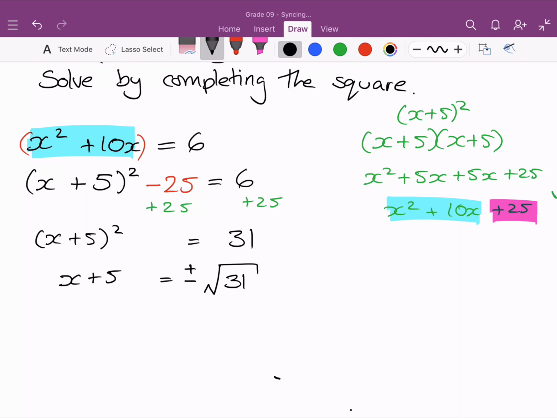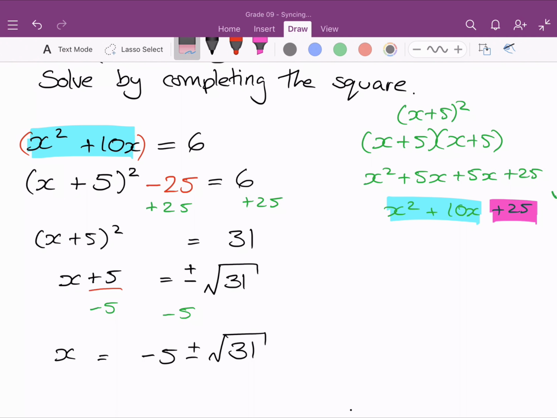And then lastly, all we've got to do is deal with this plus 5. How do I get rid of a plus 5? I subtract 5 from both sides. So this then gives me x equals negative 5 plus minus the square root of 31. Okay? And that's solved this equation by completing the square.